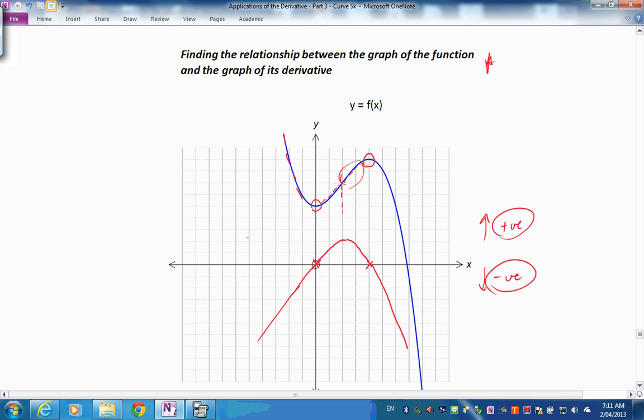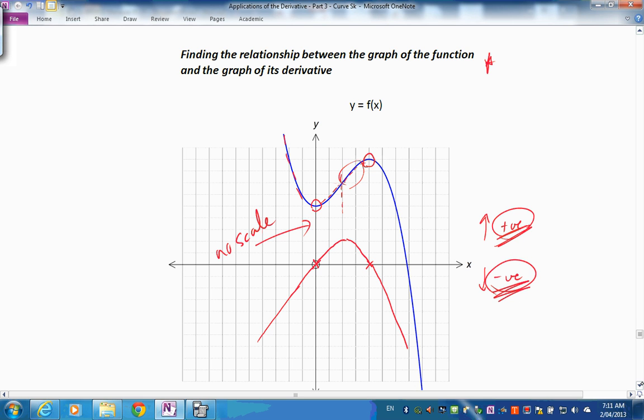Now we've got no scale here, because obviously when you differentiate you get a different degree polynomial, and it's going to be very difficult to plot them on the same set of axes. Do you get the idea? We're plotting the slope of the tangent here as being above or below the axis.